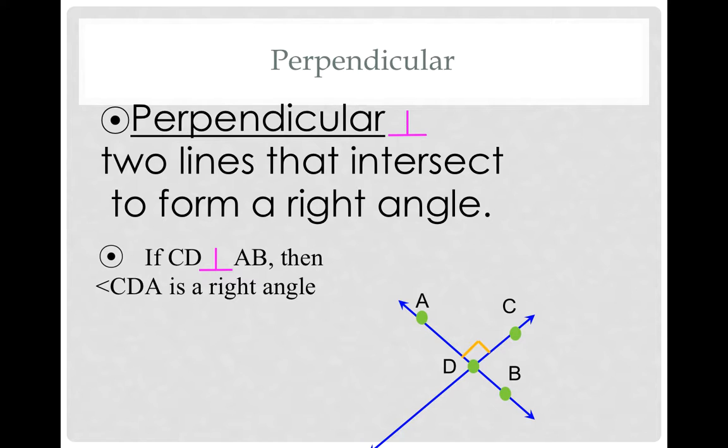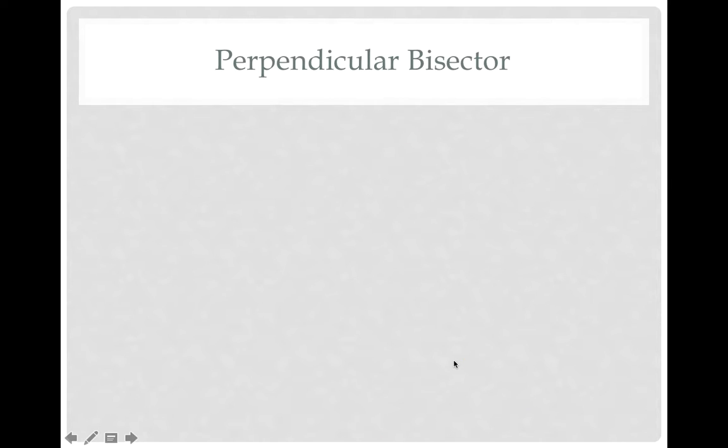That's embarrassing. But anyways, if line CD is perpendicular to AB, then angle CDA is a right angle. And also, like I told you, all the angles are actually going to be right, which is cool. All right, so we've talked about the word perpendicular and we talked about the word bisector.